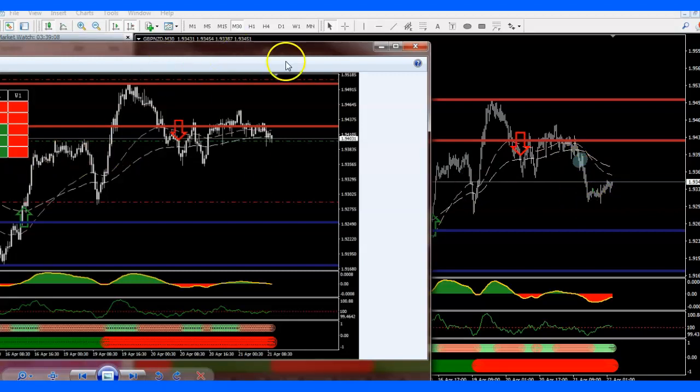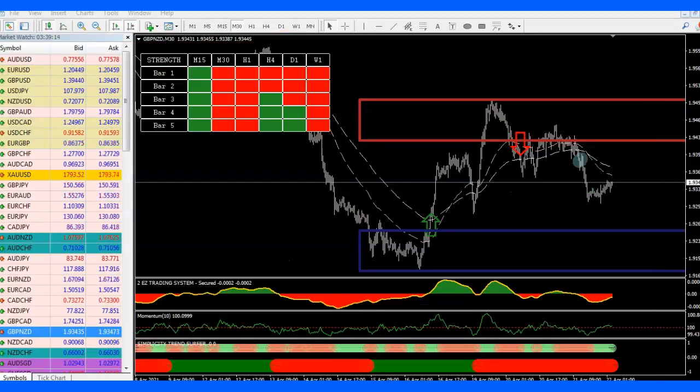Now the market's pulling back. It'll probably do another move down, but I am done with this trade for the week.